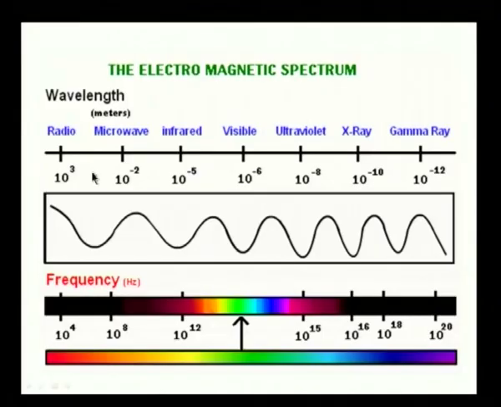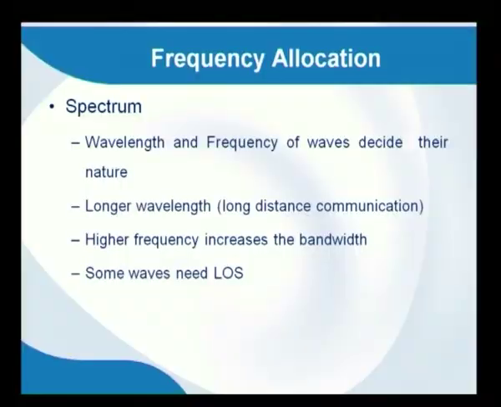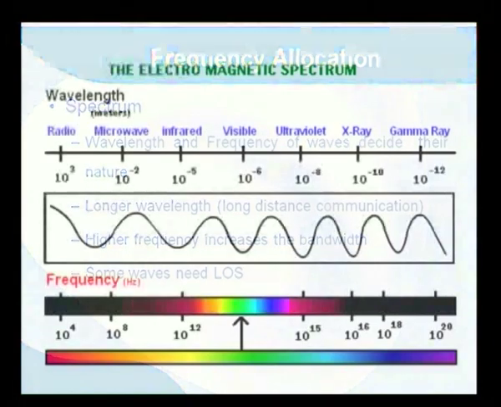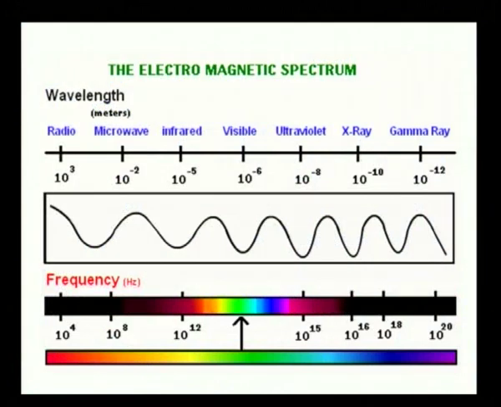If a particular wave's frequency is very high, then obviously the bandwidth will be high. Some of the waves, for example infrared, have the nature that they cannot be operated without line of sight. So, LOS is mandatory for infrared signal. So, depending on the frequency and wavelength, the characteristics of the wave are defined.